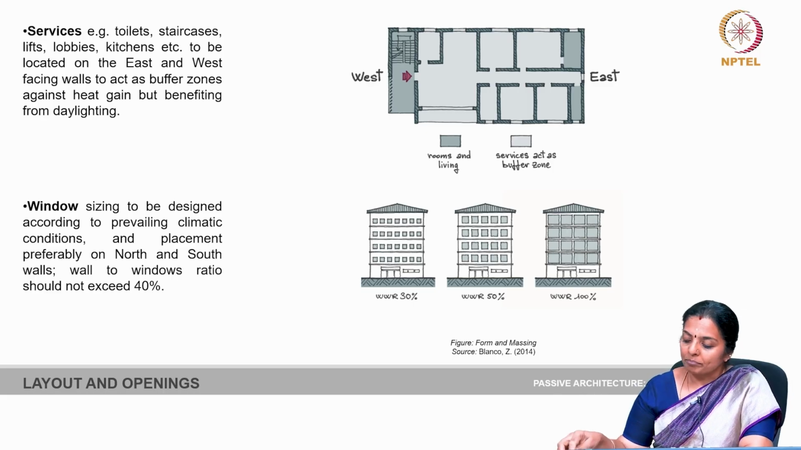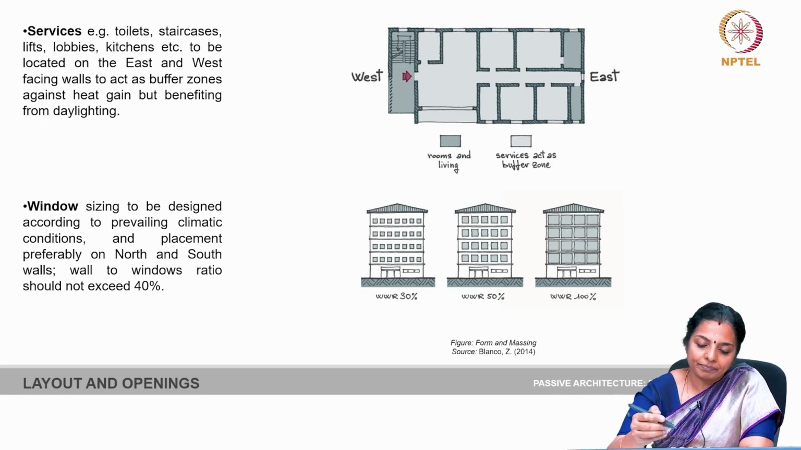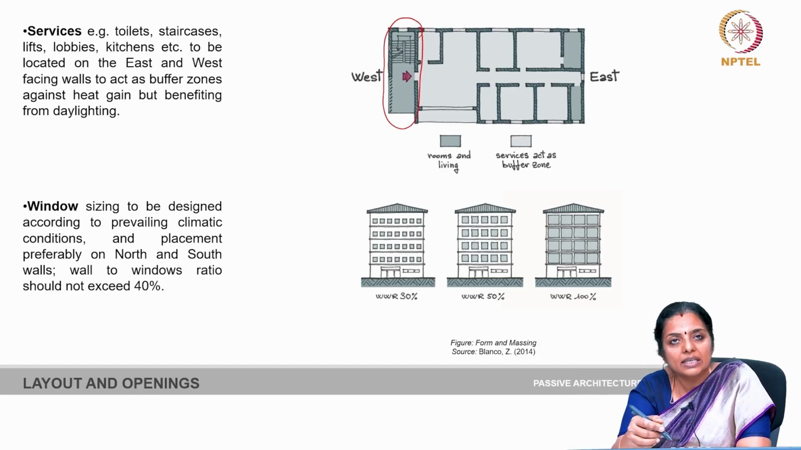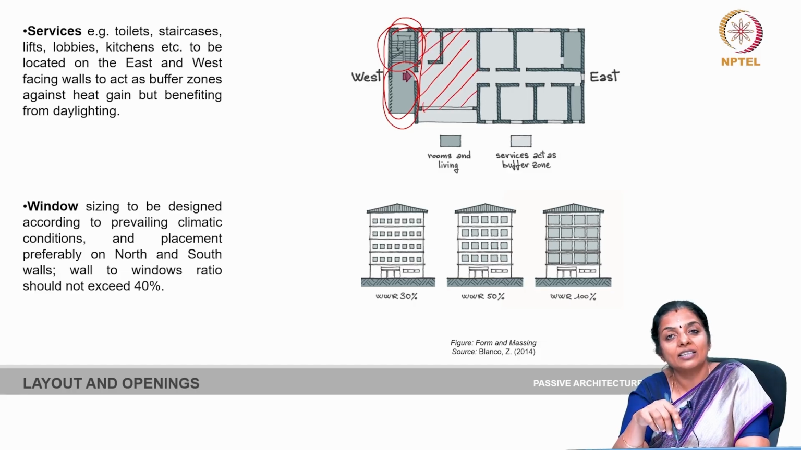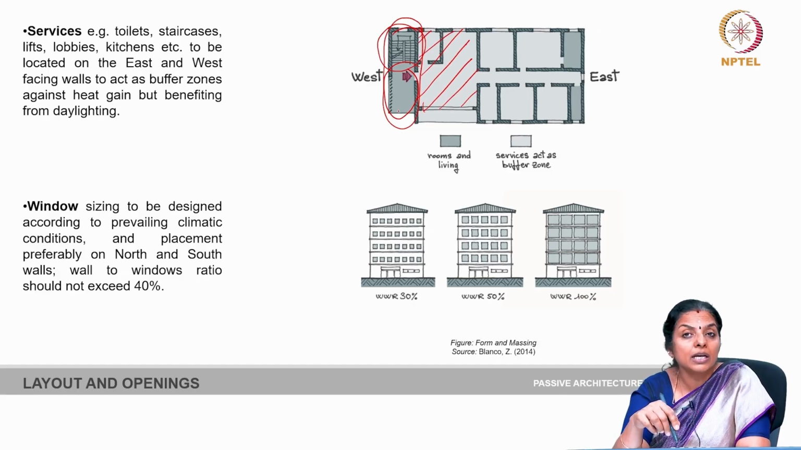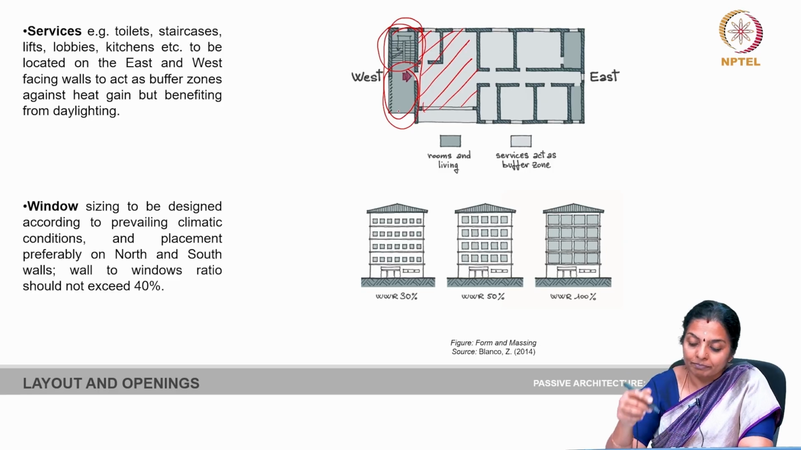So, here you can see along the west, the building is completely insulated and buffered with the help of a staircase and a small lobby. So, these spaces do not experience direct incident solar radiation of the western sun, which is very harsh in the tropics.